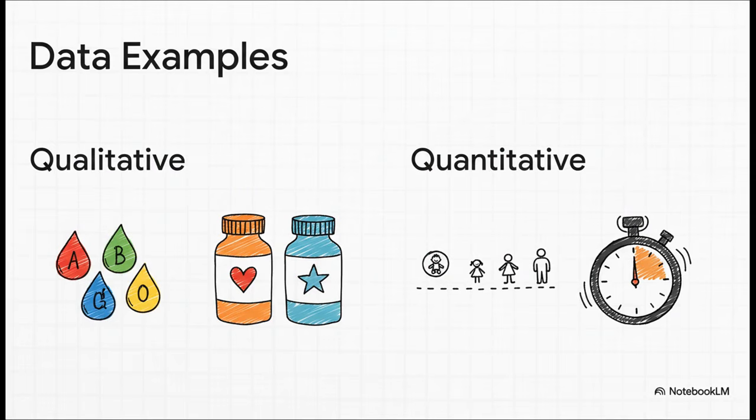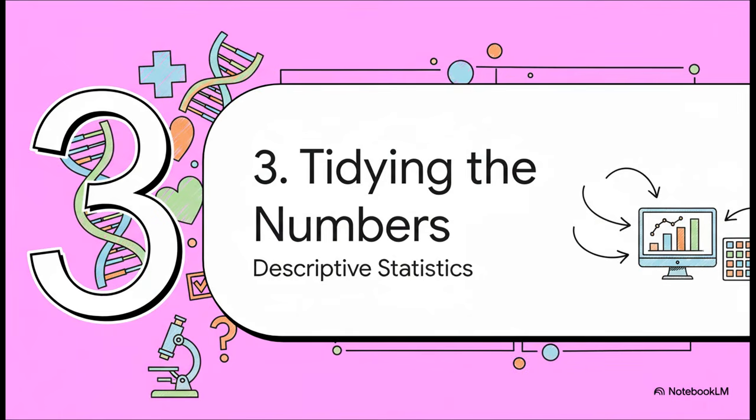Let's make this real. Your blood type, for example, is a category. You're either in group A, B, AB, or O. That's qualitative. Your age, though, that's a number. You can measure it, you can do math with it. That makes it quantitative. Same idea with a drug brand. That's qualitative. But the time it takes for that drug to work, measured in minutes, that's quantitative. See the difference?